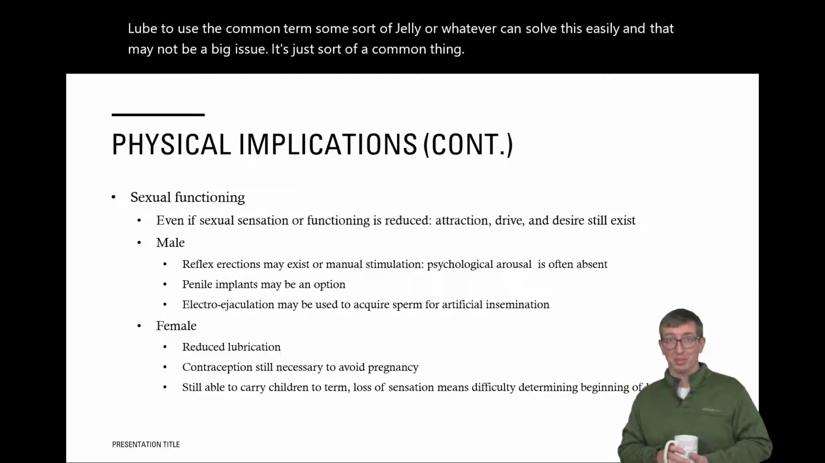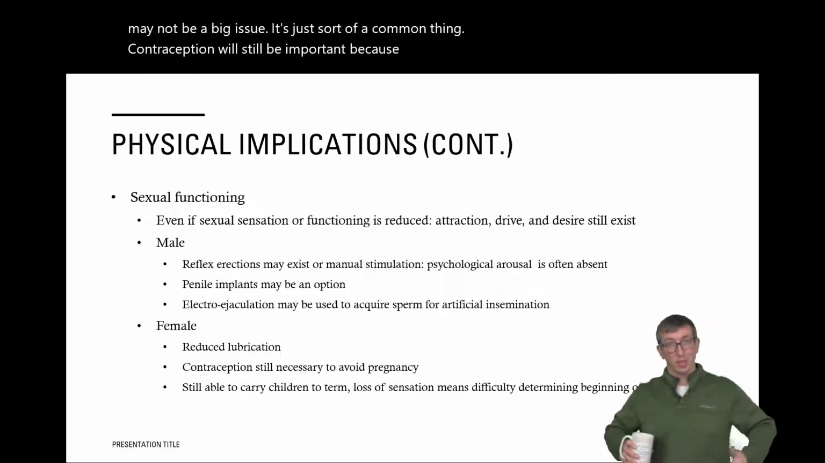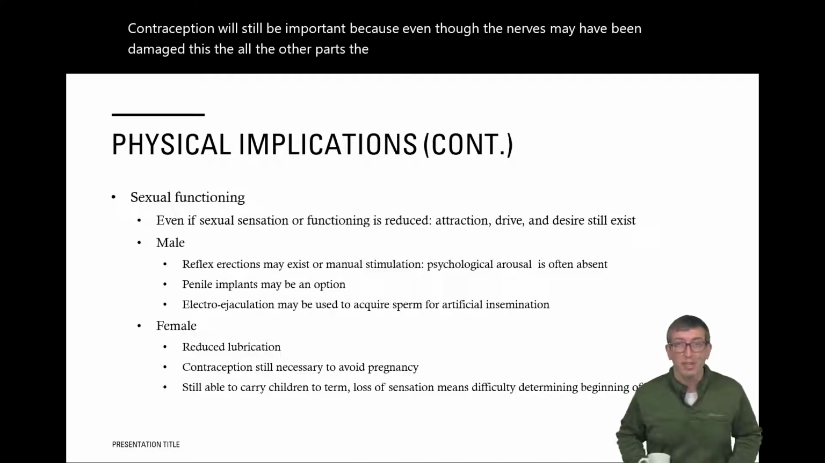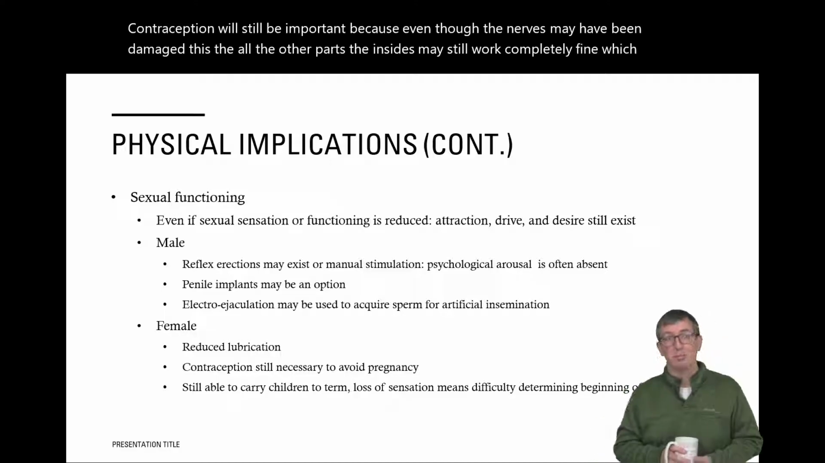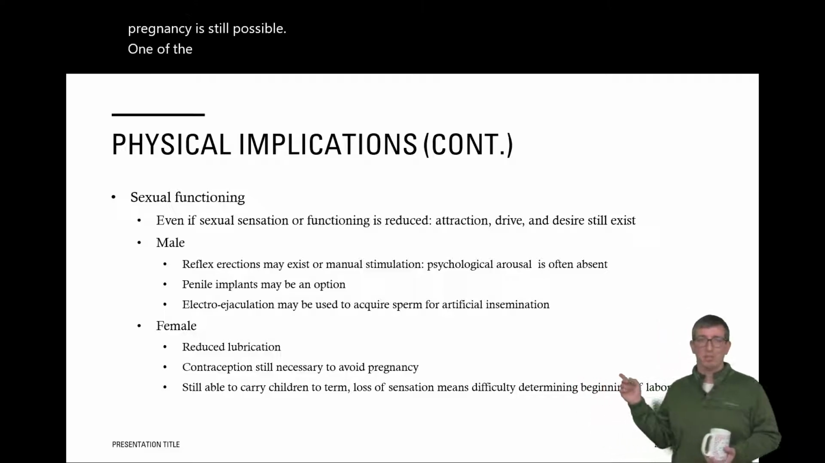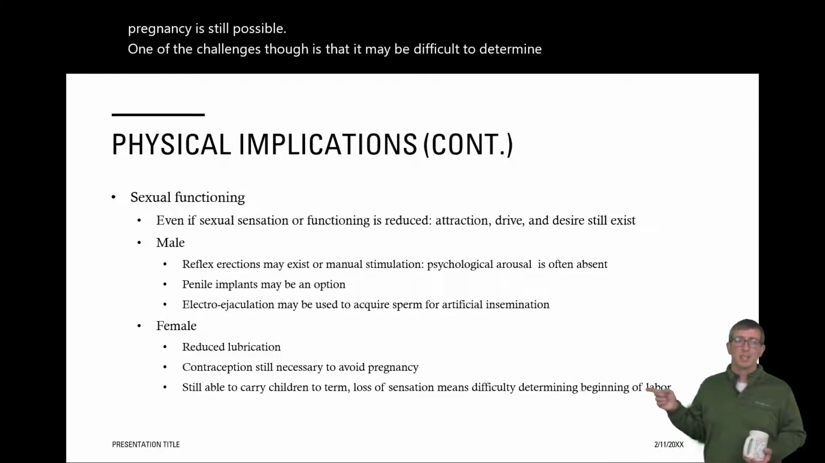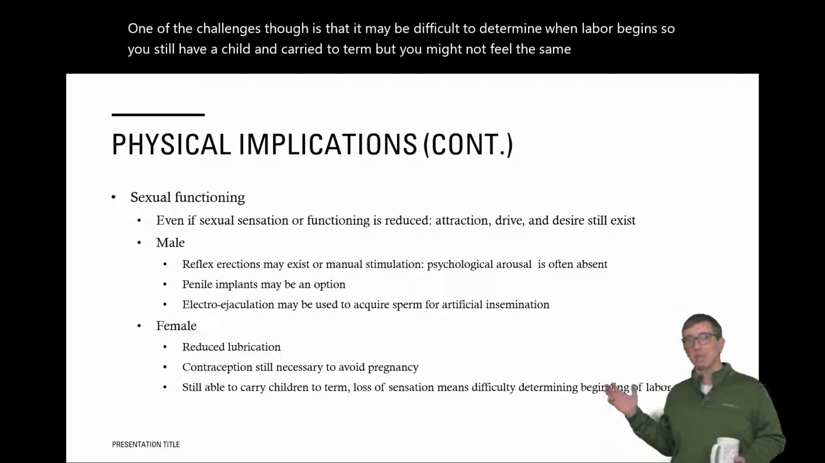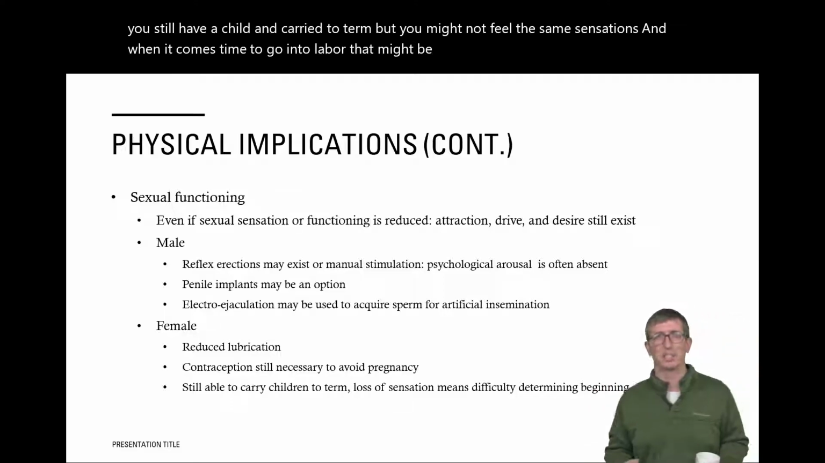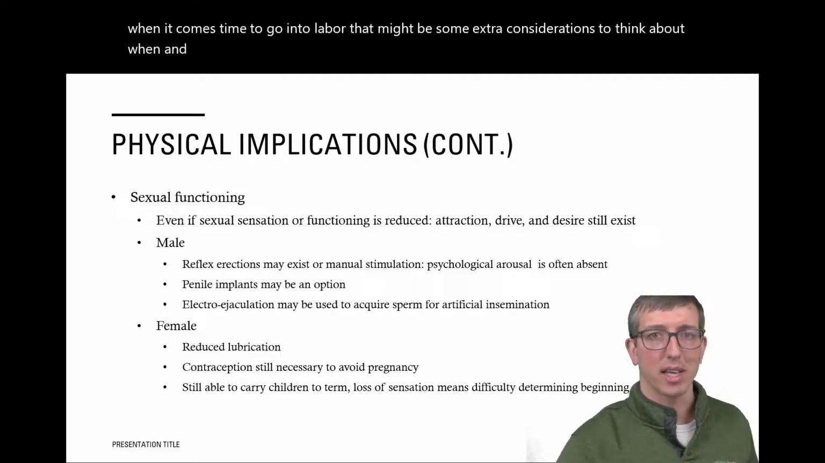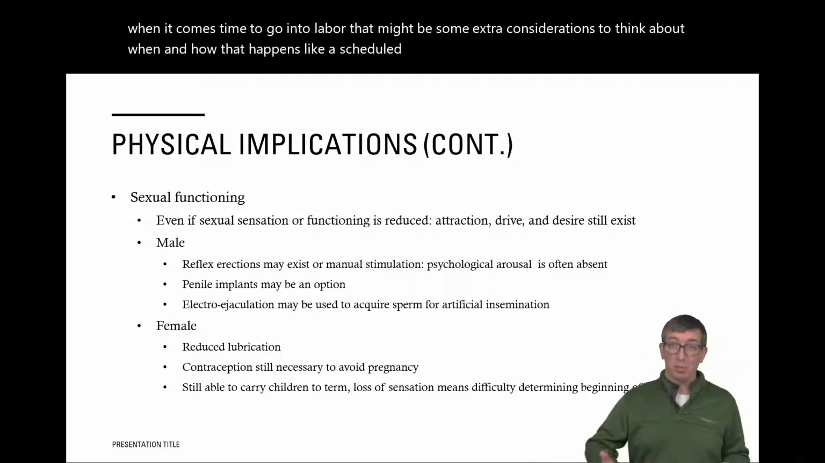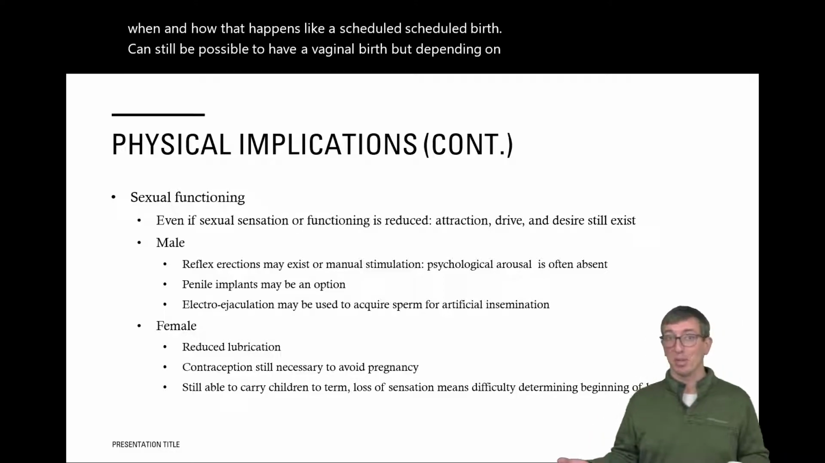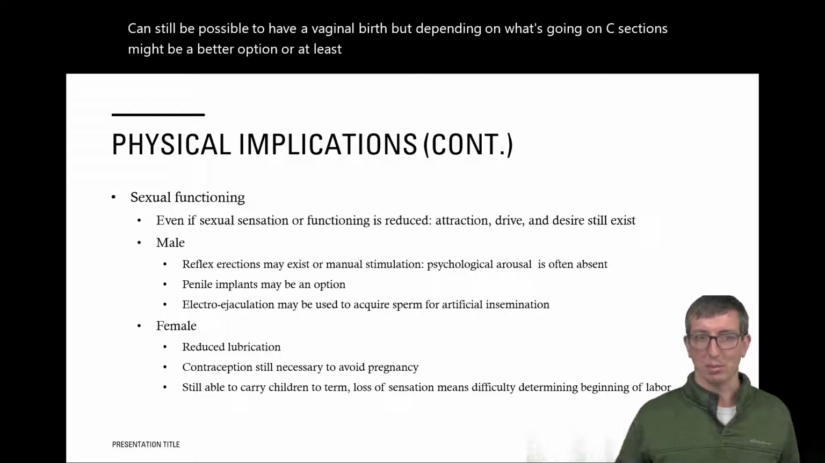Contraception will still be important because even though the nerves may have been damaged, all the other parts, the insides, may still work completely fine, which means pregnancy is still possible. One of the challenges, though, is that it may be difficult to determine when labor begins. You can still have a child and carry to term, but you might not feel all the same sensations. When it comes time to go into labor, there are extra considerations about when and how that happens, like a scheduled birth. It can still be possible to have a vaginal birth, but depending on what's going on, C-sections might be a better option, or at least a scheduled labor delivery.